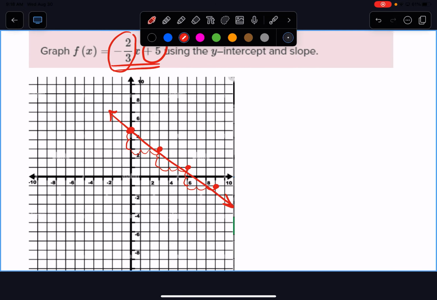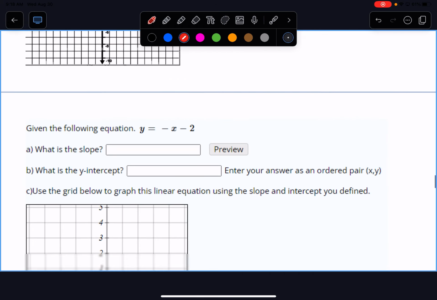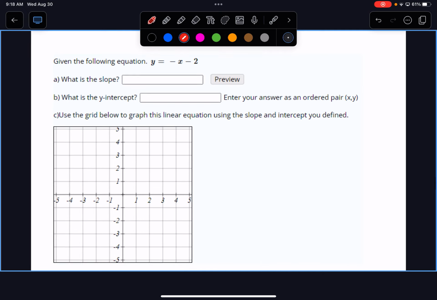All right, now ask yourself, does my answer look right? Is this a negative sloped line? You will always do it right if you do the rise or fall thing, and then always run to the right.